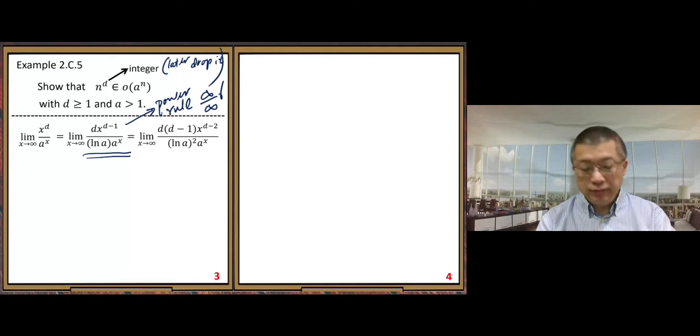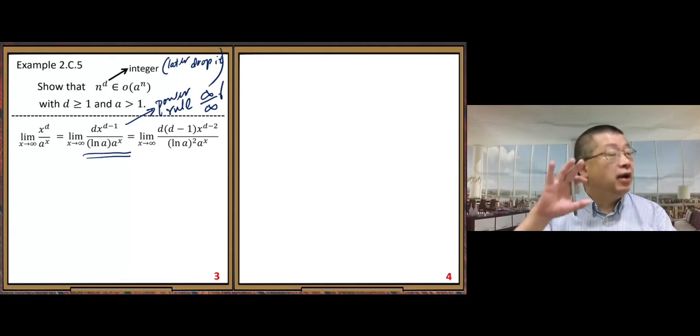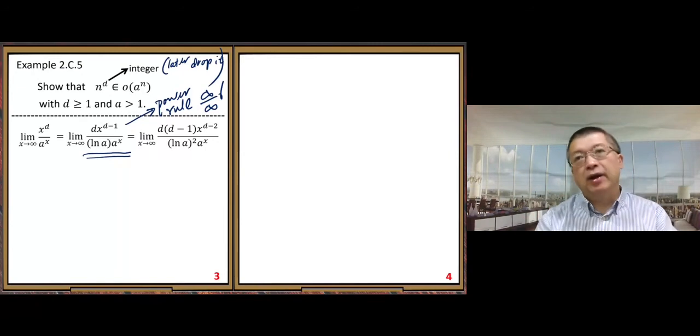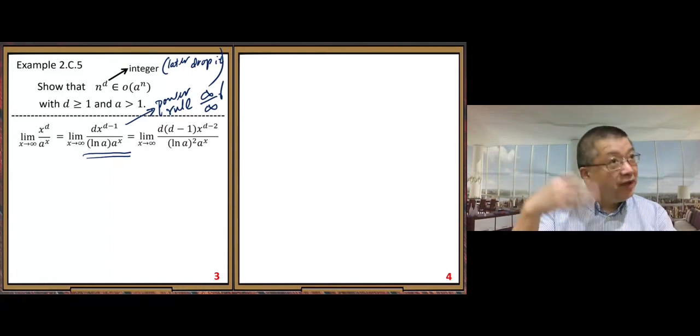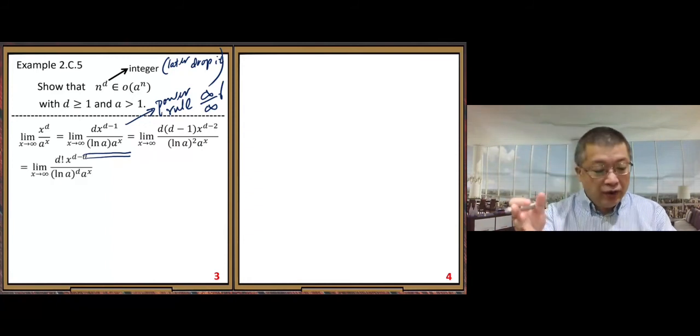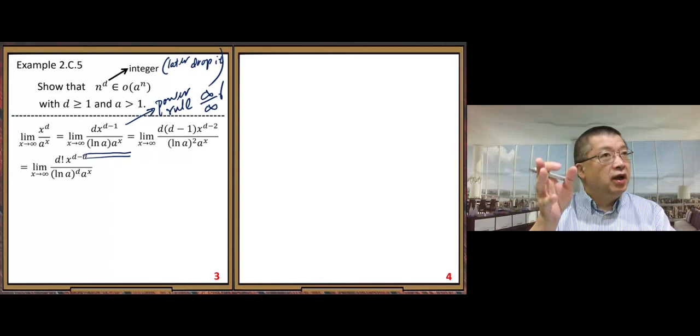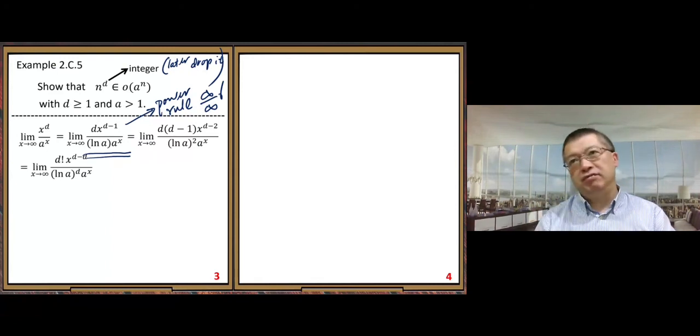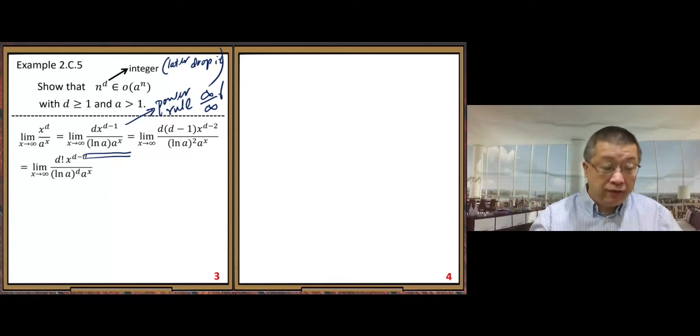Okay, d minus 2, yeah. So then the denominator, you multiply another log, natural log of a, yeah. And so on. You keep doing that. If d is still greater than 2, you can keep doing this until you reach a point where the exponent number becomes 0. Then it's not an indeterminate form, right?